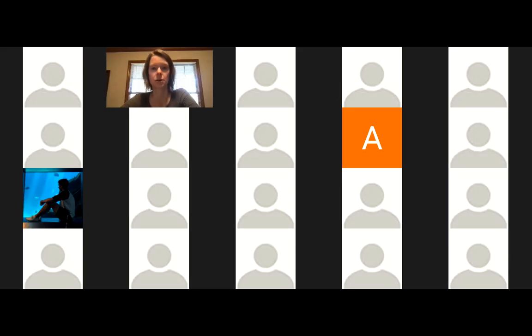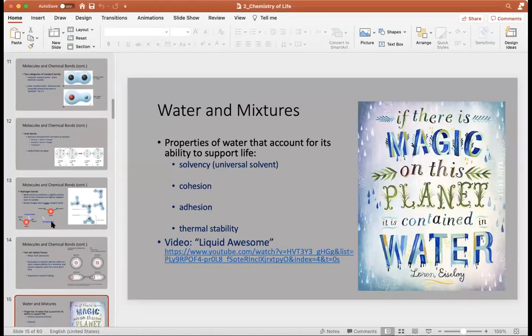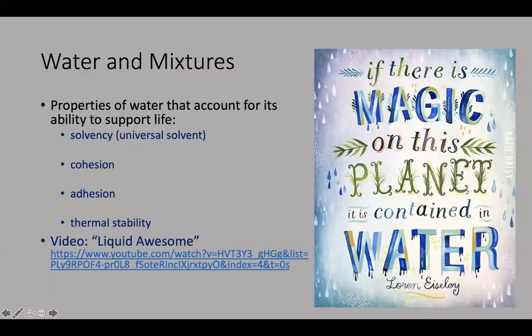Okay, so I'm going to stop sharing that and go back to here. So those are the main types of bonds. Now we're going to get into some characteristics of water. Oh yeah, I am sharing. Okay. I'm not going to go into tons of detail about this, but just understand that water is obviously extremely important for all life. And the properties of water allow it to basically sustain life on Earth.